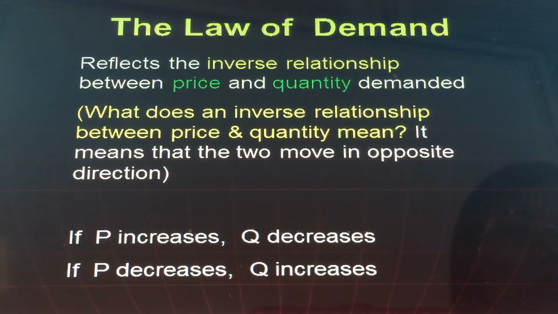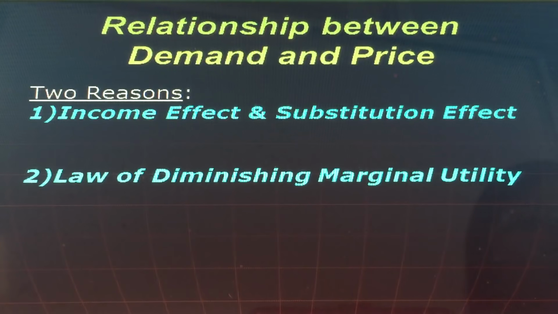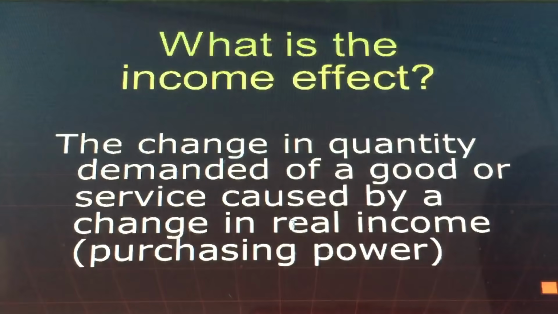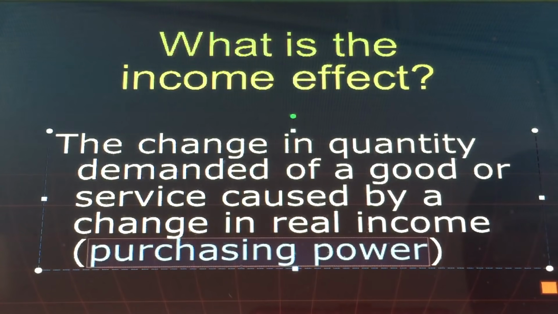Alright? Which is logical. What are the reasons? These are the correct keyword reasons to score. Alright? You cannot say, of course it's cheaper, I'll buy more. It's not going to work. So we are going to look at these few theories that we're going to elaborate. What is the income effect? Income effect, keyword: purchasing power. Change in quantity demanded of a good or service caused by a change in real income.